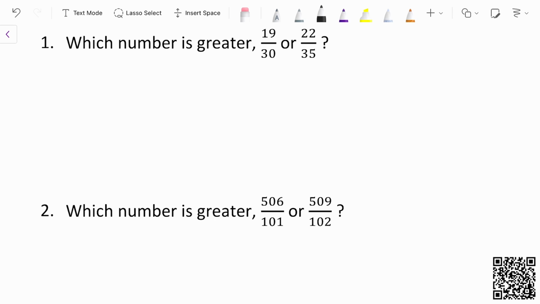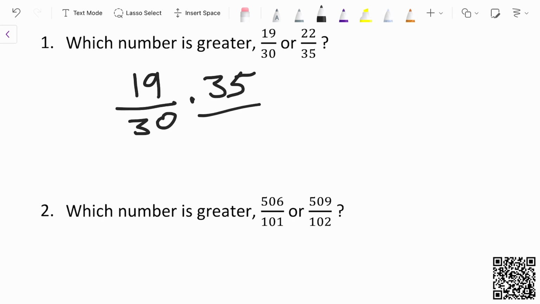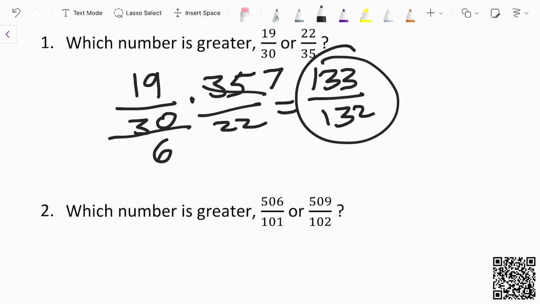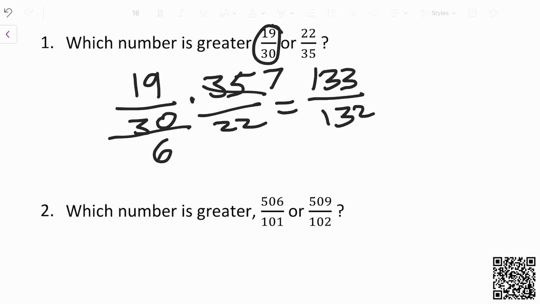So let's try it. In a previous video, I explained that when you divide a fraction, it's basically the same as multiplying by its reciprocal. You guys may or may not have known that already, but let's just go. We can simplify here. We would get a 6 and a 7. And if you multiply, you get 133 over 132. And this, you guys can tell, is obviously greater than 1. So 19 over 30 is greater.